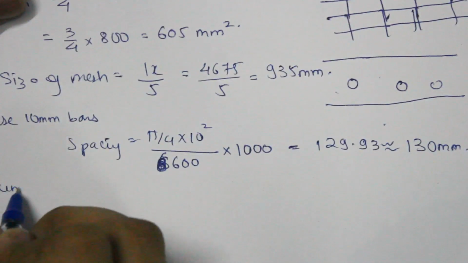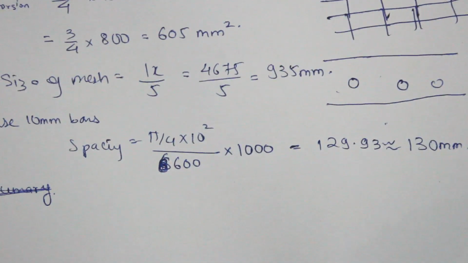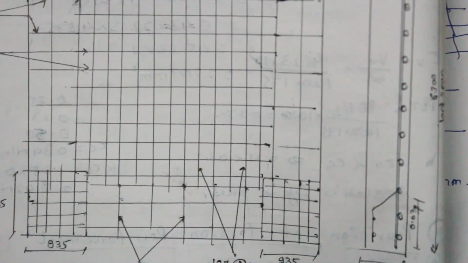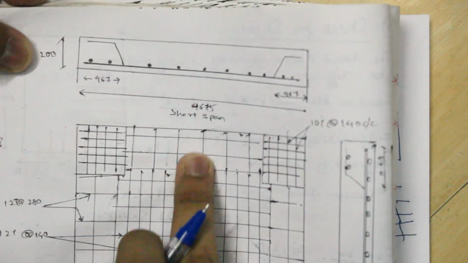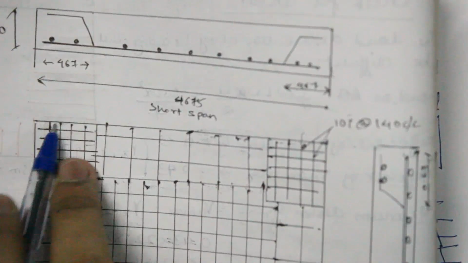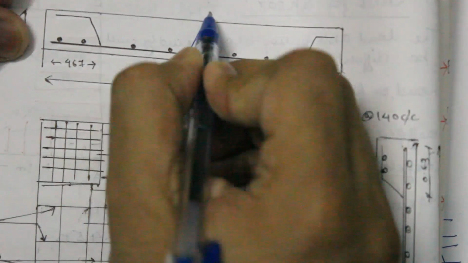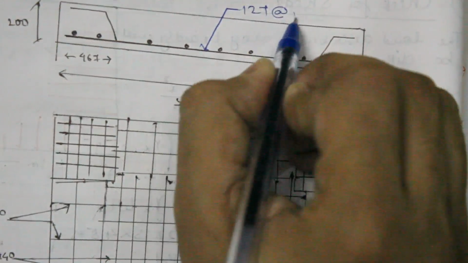So the design summary would be, now forget about the summary, I'll show you the final diagram of what it will look like, so you'll get the idea. So this is what the diagram of the slab should look like. This is the shorter span. This is the main steel provided in the shorter span, which was 12 tor at, what was the spacing for that? 140 mm center to center.